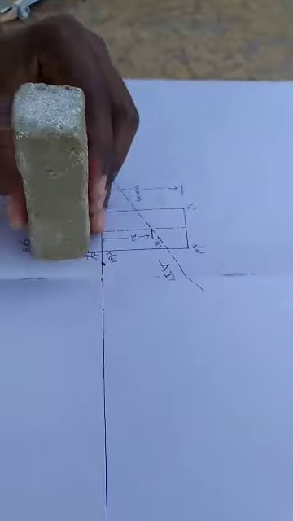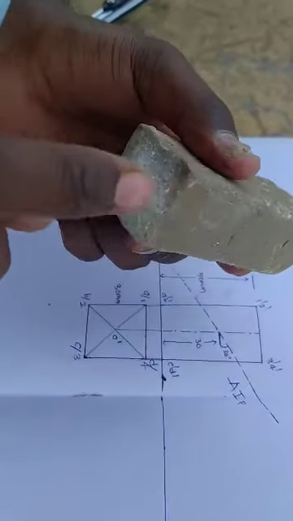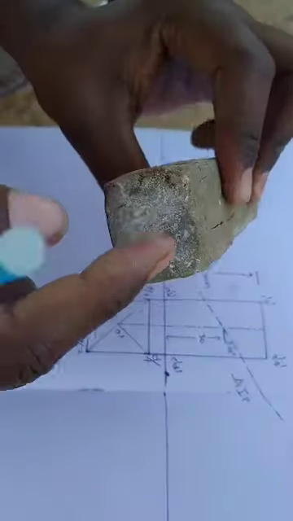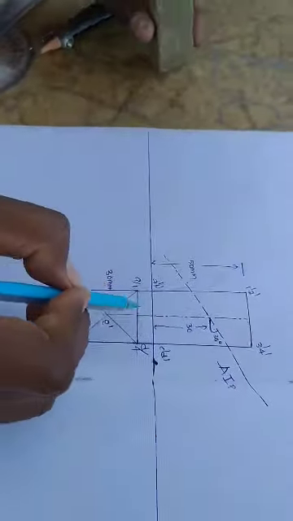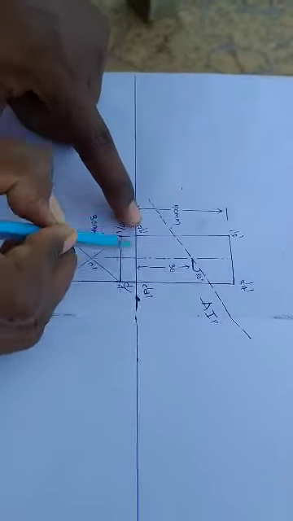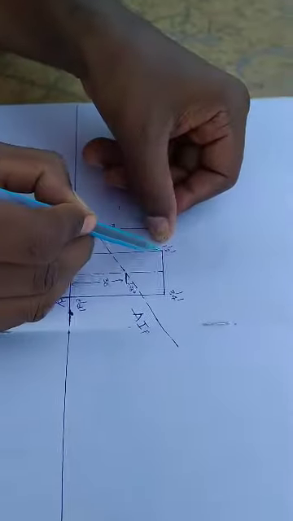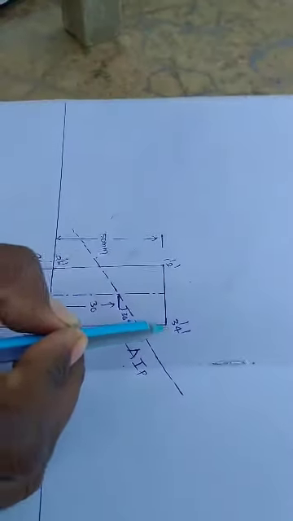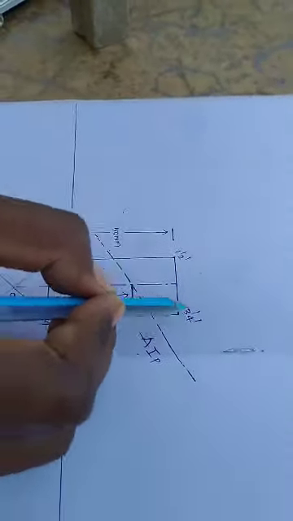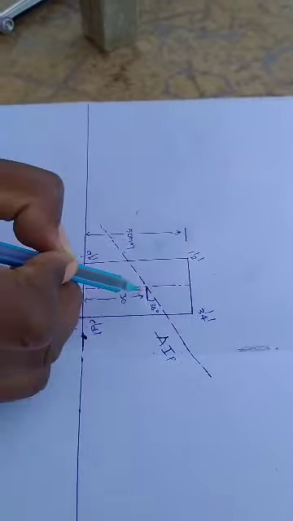This is the top view. Here the bottom side is a b c d, and the top side is 1 2 3 4. From the bottom projection we have a dash b dash and c dash d dash, and the topmost side has 1 dash 2 dash and 3 dash 4 dash.